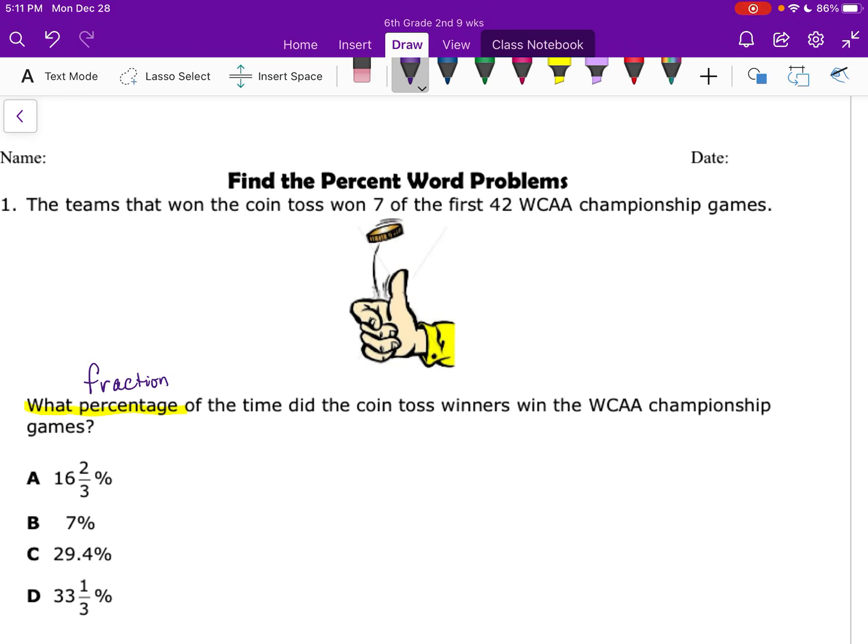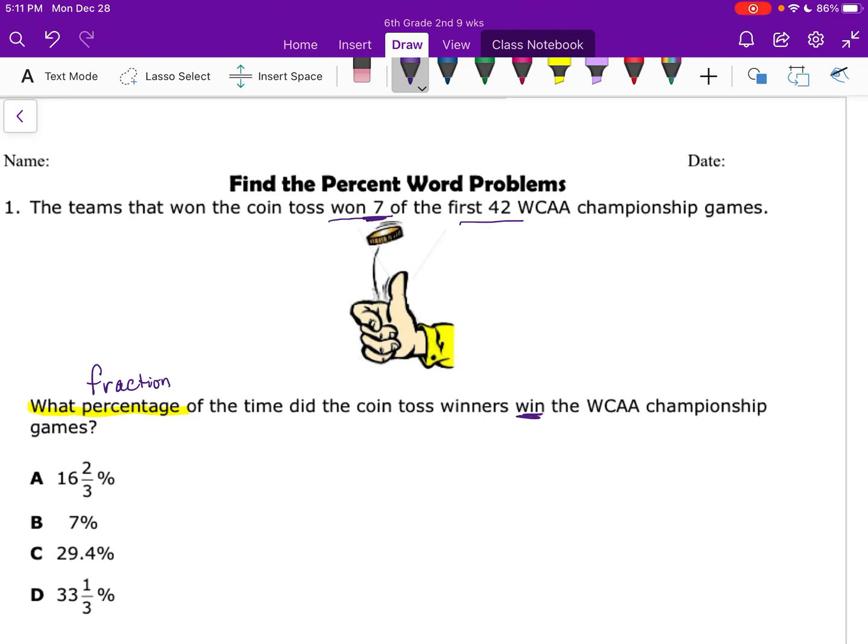All right, so let's go back and look for when they won. Let's see what it tells us. Okay, so it says the teams that won the coin toss won 7 of the first 42. So the wins would be 7 out of what? 42. So remember, when we're doing a fraction, it's always what they're asking us for. So in this case, they're asking us for how many were won, and it's always out of the total. So it would be 7 over 42.